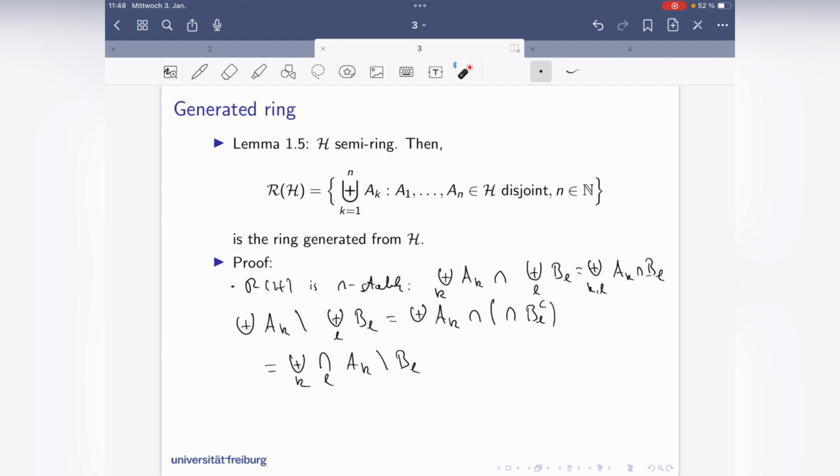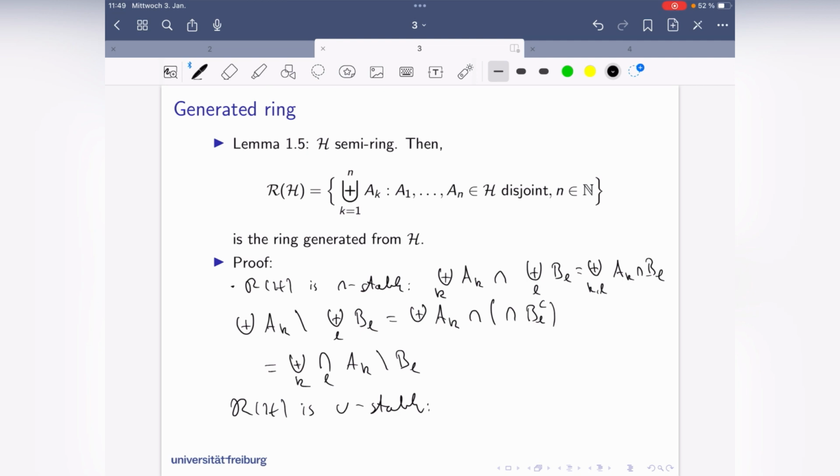That can be written as a disjoint union. So that's in the set here, that's clear. The intersection of this here is also in the set here, as we just showed, because it's intersection stable, as we saw, which means that I can write the set difference here as a disjoint union of sets within R of H. That was this here, and then I still have to prove that R of H is union stable.